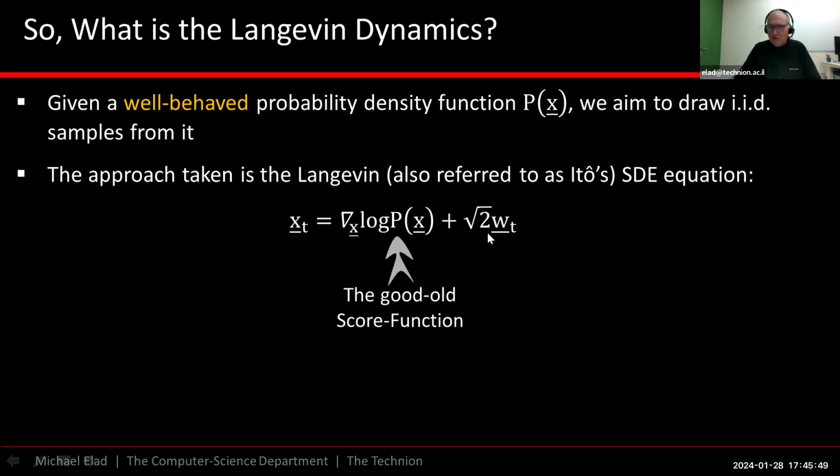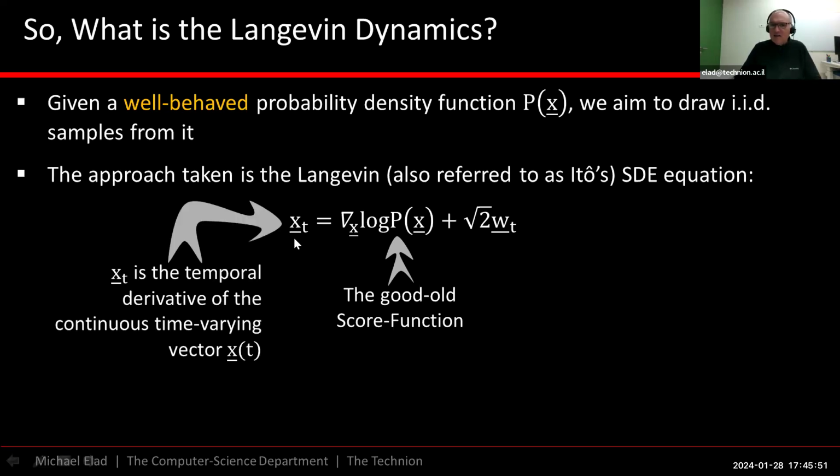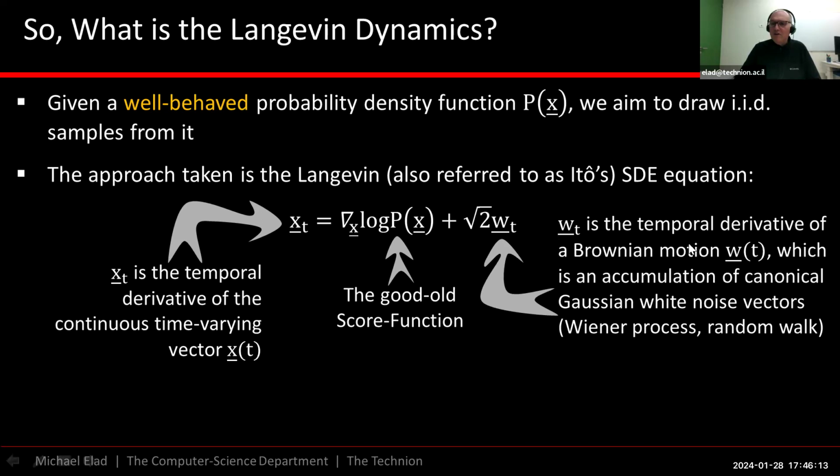Now let's make sense of the two sides here. X dot t is the temporal derivative of x. So x of t are the vectors that are changing over the continuum time from t equals 0 all the way to t equals infinity. X dot t says take the derivative of x at time point t. The same goes for W dot t. W dot t is the derivative of something known as the Wiener process. You'll see here many terms: Brownian motion, Wiener process, random walk. They are all referring to something very simple.